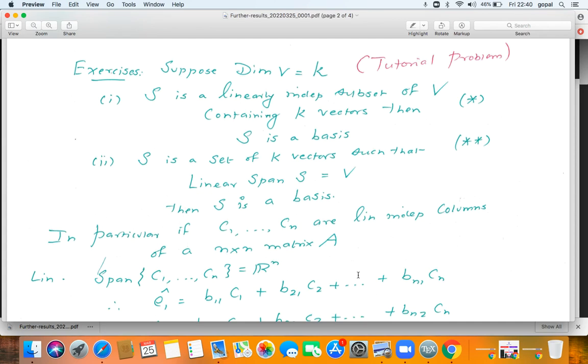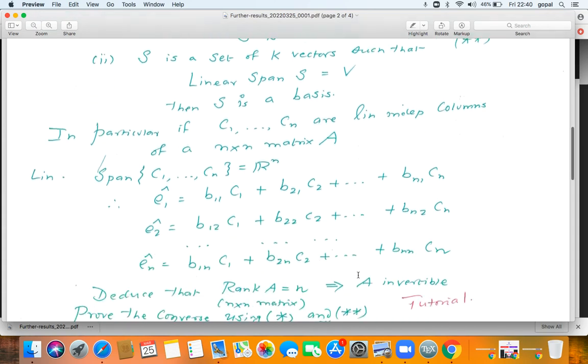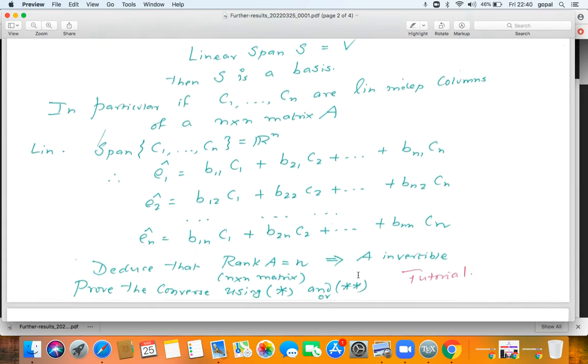So now let us assume that you got a square matrix whose columns are linearly independent. Then this matrix must be invertible. Let us see why. Since the columns are linearly independent and since their number is exactly n, they will be a basis for Rn.